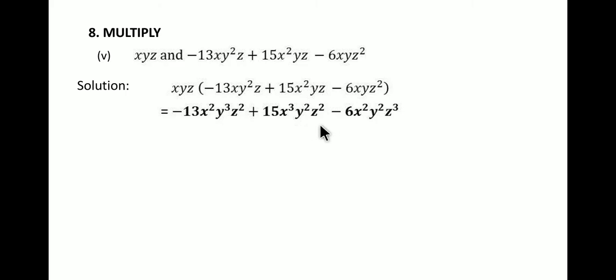So here you can see there are no like terms: x squared y cubed z squared, x squared y squared z cubed, x cubed y squared z squared. No term is repeating, therefore this becomes your simplified answer.